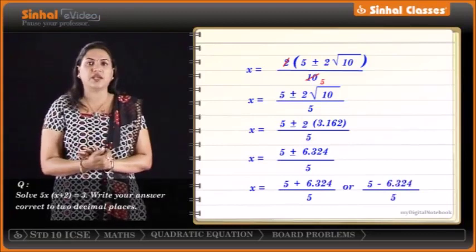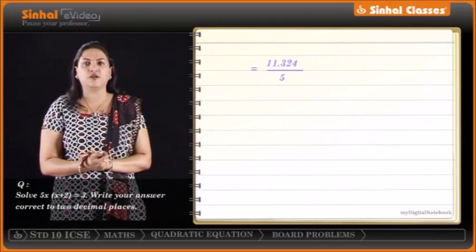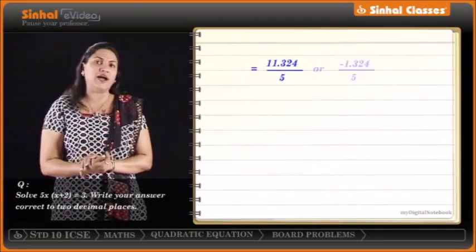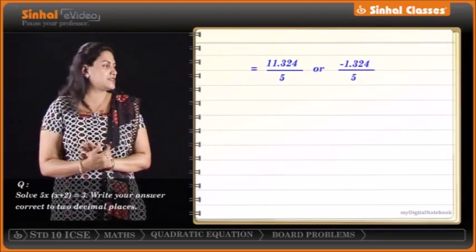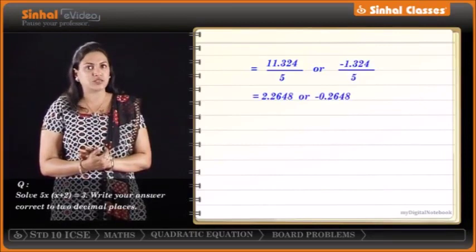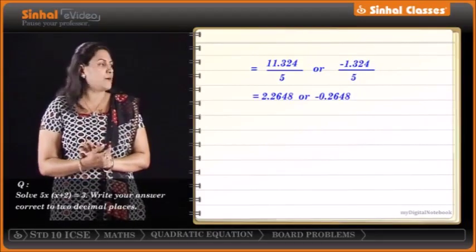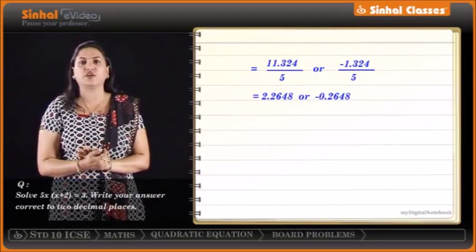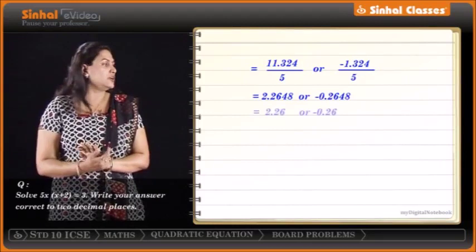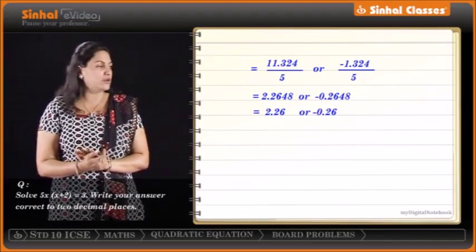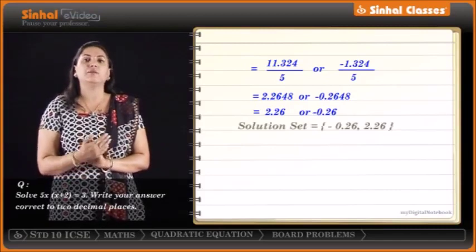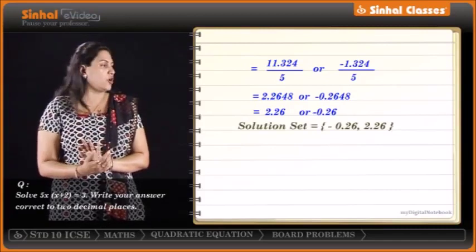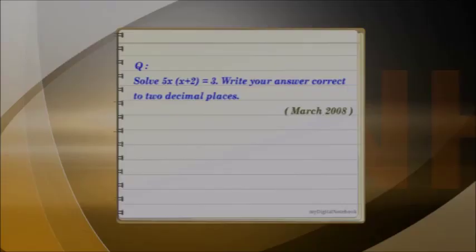We simplify this to get 11.324 upon 5 or minus 1.324 upon 5. Now divide this to get 2.2648 or minus 0.2648. Now we round this off to two decimal places as 2.26 or minus 0.26. So the solution set will be minus 0.26, comma 2.26.